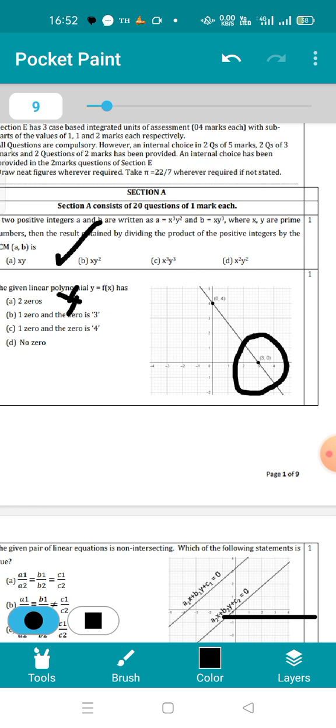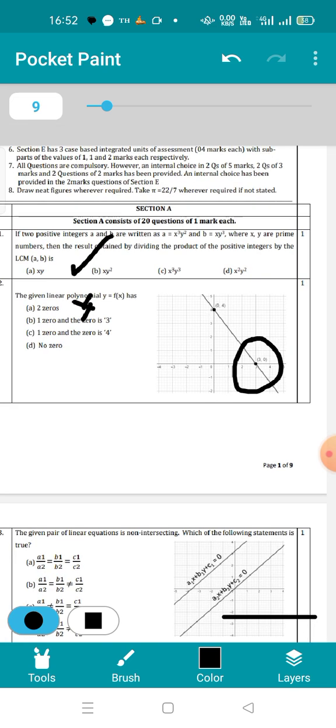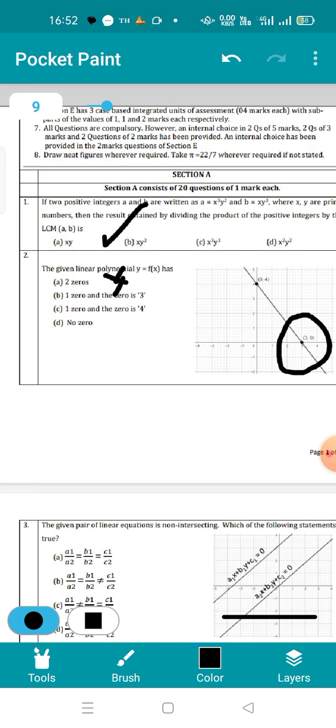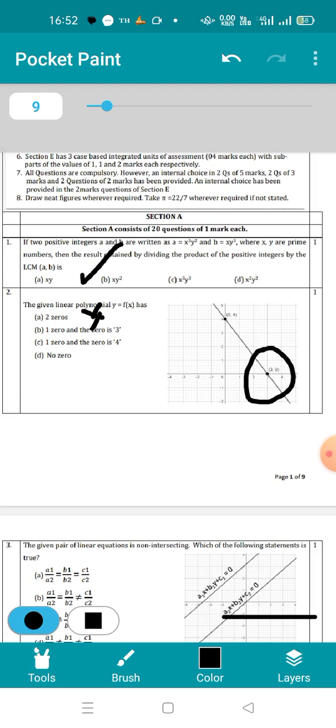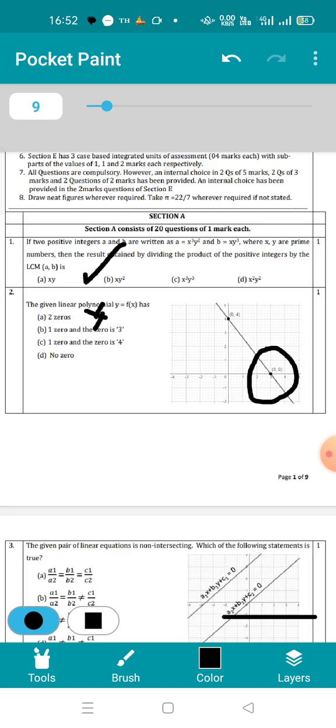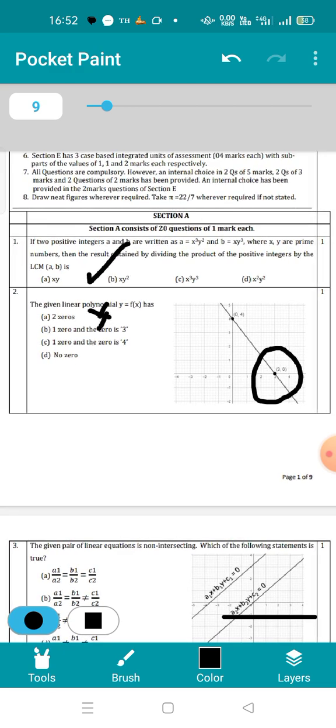So now it can be 1 zero or it can be no zero, but if you observe carefully, this line is intersecting the x-axis at the point 3 comma 0. Now how do you define the zero of a polynomial? A zero of a polynomial is the value of the variable, generally the value of x, at which the polynomial becomes 0.